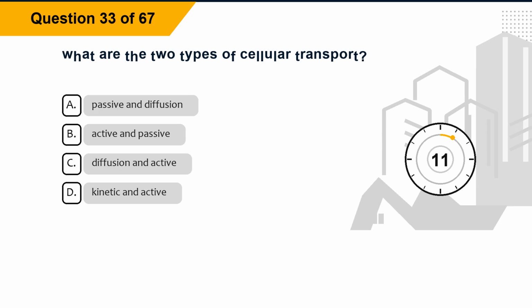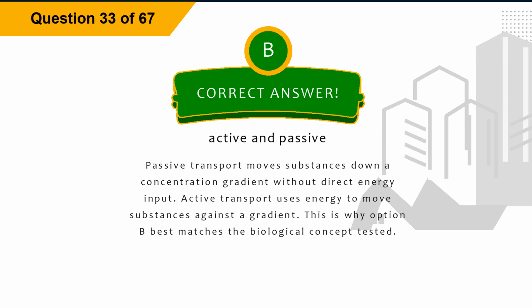Question 33. What are the two types of cellular transport? Option A, passive and diffusion. Option B, active and passive. Option C, diffusion and active. Option D, kinetic and active. The correct answer is option B, active and passive.